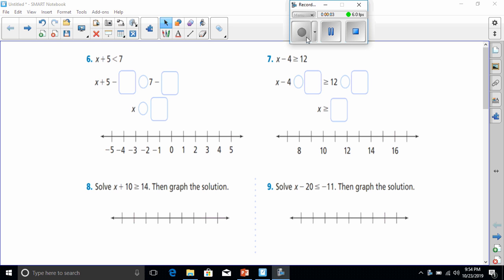Today we're going to be doing practice and problem solving for solving inequalities with addition and subtraction. So let's begin. I'm going to take all the even ones by the looks of it. The first one says x plus 5 is less than 7.